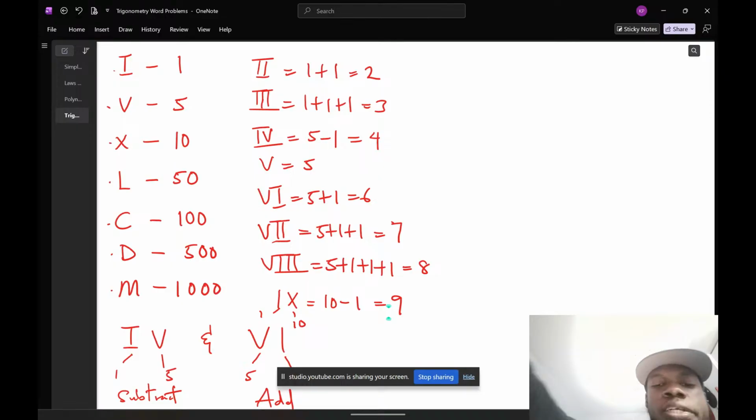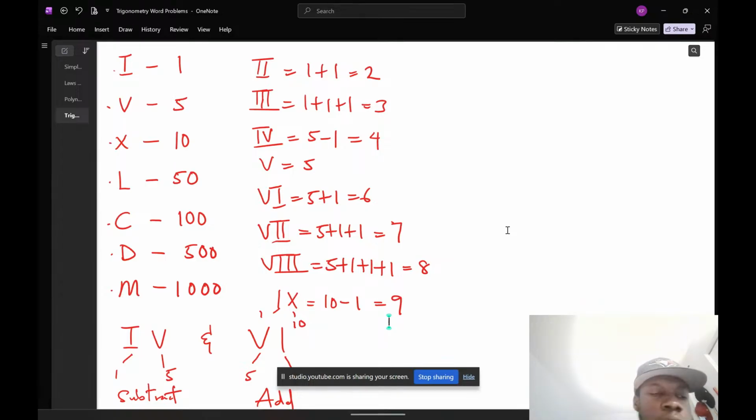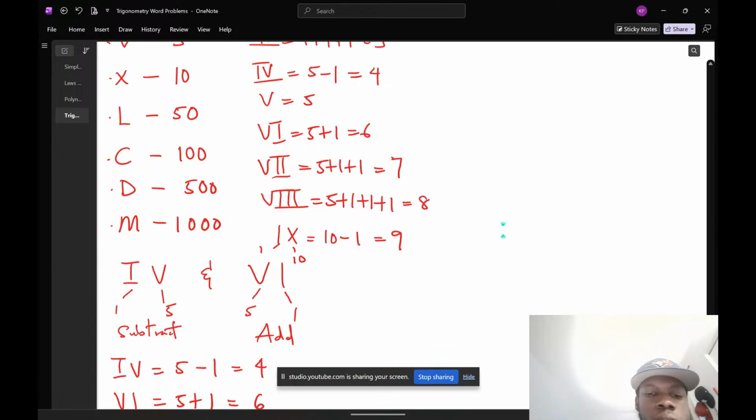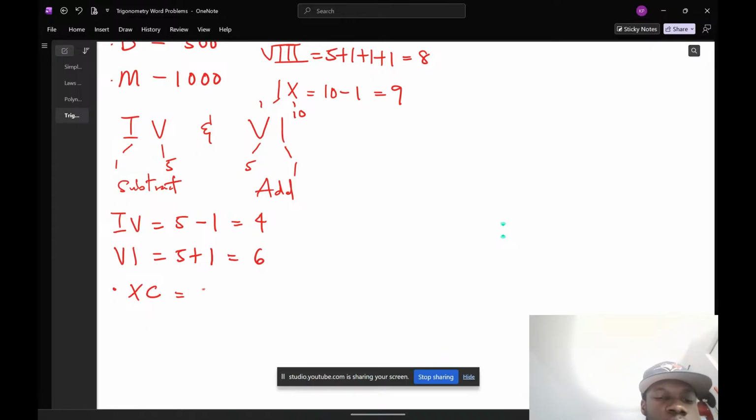So you need to be careful of the order in which the Roman numeral is written. Like I said, if a smaller Roman numeral is written before the bigger one, you subtract. If the bigger Roman numeral is written before the smaller one, you add. So now I'm going to do some more. Now we have XC. We know that C is 100 and X is 10, so that will be 100 minus 10. So XC will be 90.